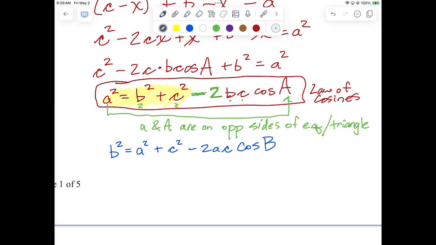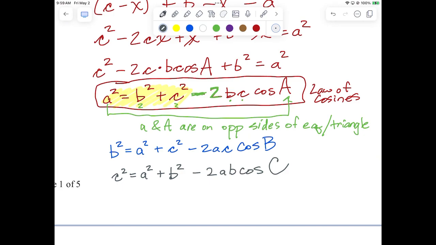And yet another version would be c squared equals, what are the other two sides? A squared plus b squared minus 2ab times cosine of angle C. That's the pattern. If you can memorize that pattern, then you don't have to really worry about memorizing any single version. You just know how to use the law of cosines, okay?